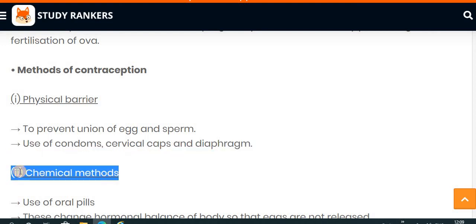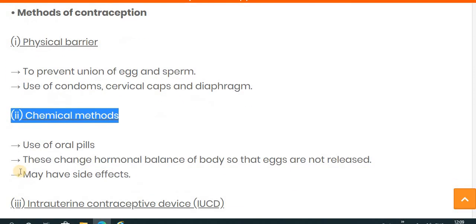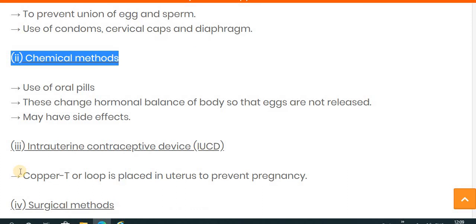The second method of contraception is the chemical method, in which oral pills are used. They change the hormonal balance of the body so that the egg is not released and fertilization does not take place, so pregnancy can be prevented. But one disadvantage of this method is that it may have side effects, because here we are using a drug, or you can say chemical pills.